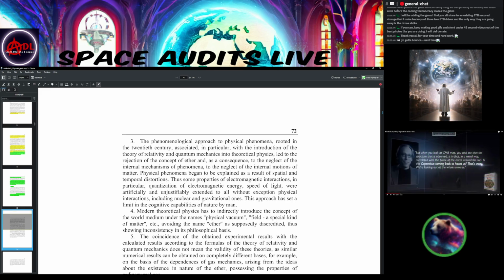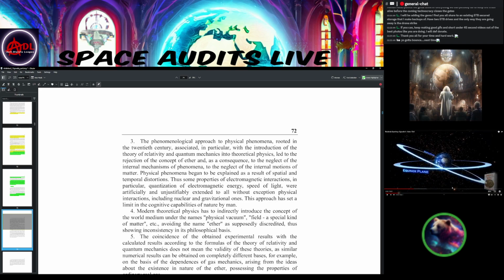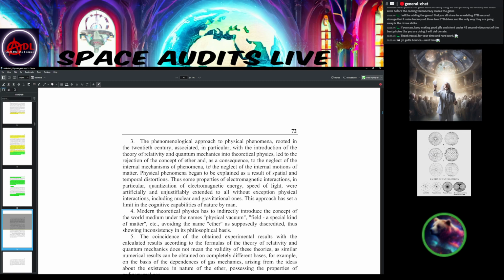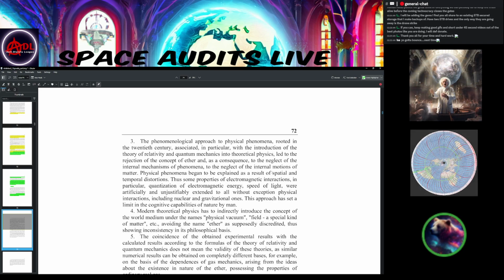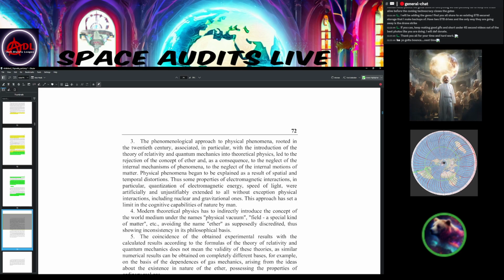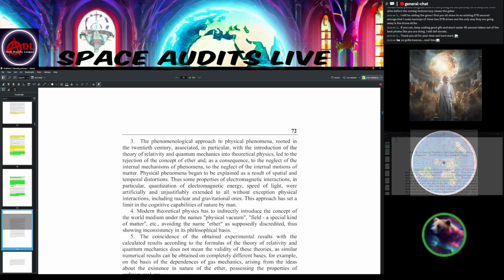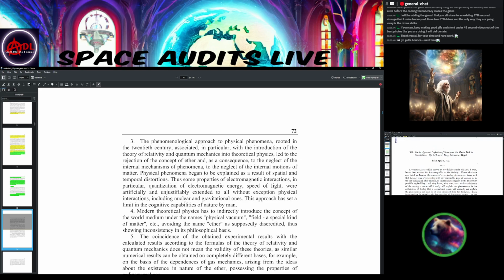3. The phenomenological approach to physical phenomena, rooted in the 20th century and associated in particular with the introduction of the theory of relativity and quantum mechanics into theoretical physics, led to the rejection of the concept of ether and, as a consequence, to neglecting the internal mechanisms of the phenomenon, the internal motions of matter. Physical phenomena began to be explained as a result of spatial and temporal distortions, and thus some properties of electromagnetic interactions, in particular the quantization of electromagnetic energy and the speed of light, were artificially and unjustifiably extended to all, without exception, physical interactions, including nuclear and gravitational ones.